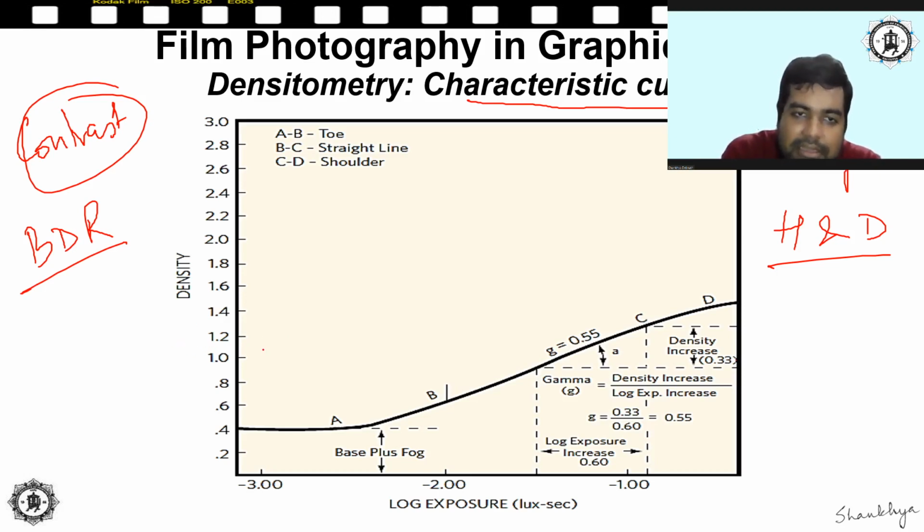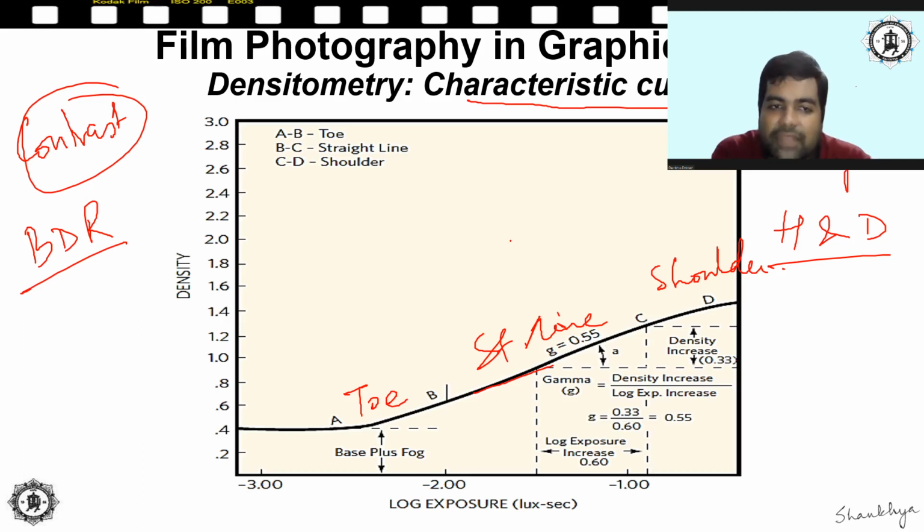So here you see a straight line section, then you have another region which is another straight line, and then it is kind of getting stagnant at the top. This region A to B is basically known as the toe of the curve. This B to C, which is the straight line, is known as the straight line section, and C to D, the top of the curve, is known as the shoulder of the curve, right?